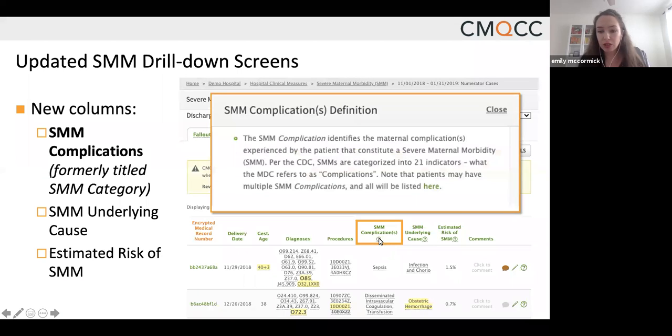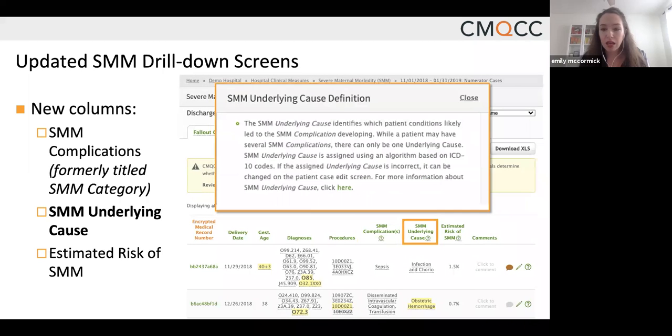If you click on the little green question mark here, you will see the definition for each of these. So the SMM complication identifies the specific maternal complication that constitutes the SMM per the CDC's measure specifications. A patient can have multiple different complications. So for example, this patient has both DIC and transfusion. So all of their complications will be listed here. Next, we'll show the SMM underlying cause as assigned by the algorithm that Dr. Main reviewed. In contrast to the SMM complications, while a patient can have several complications, they will only have one underlying cause. So that's the one that you will see here.